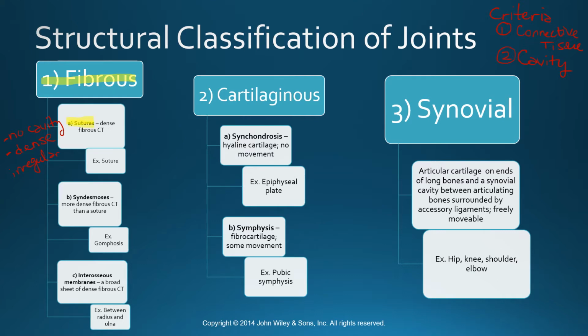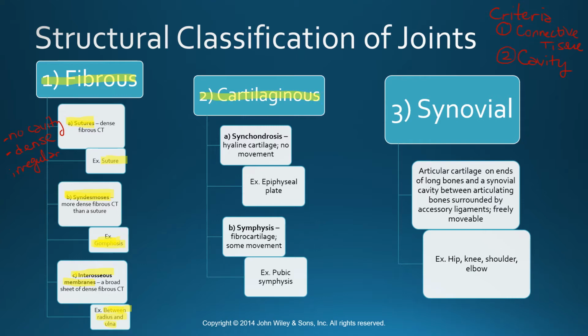The first one is sutures, where we have dense fibrous connective tissue. Then we have syndesmoses. These are more dense than the suture, like more dense fibrous connective tissue. An example of these would be gomphosis, and we will look at these when we talk about the joints that hold teeth in place. And then the third one is interosseous membranes. Remember, we saw these when we looked at the radius and the ulna. It's the connective tissue holding the radius and the ulna together along their entire length.